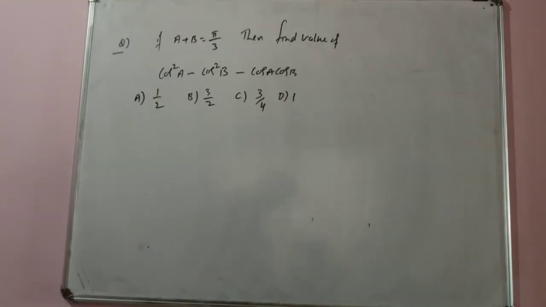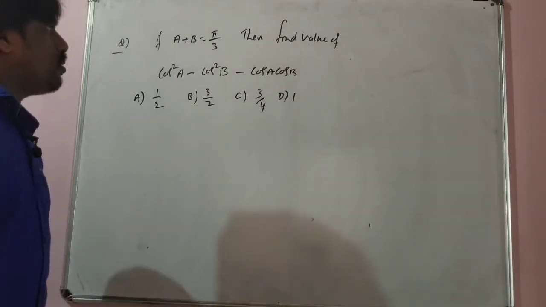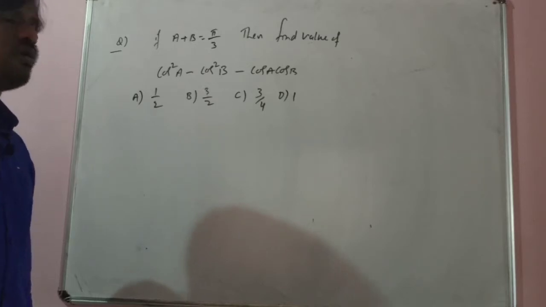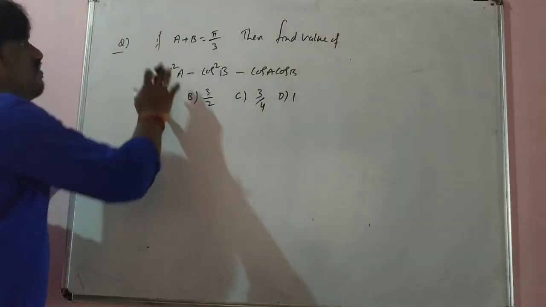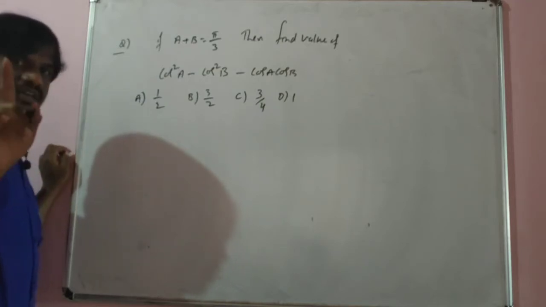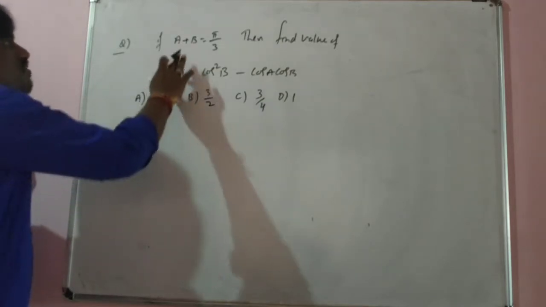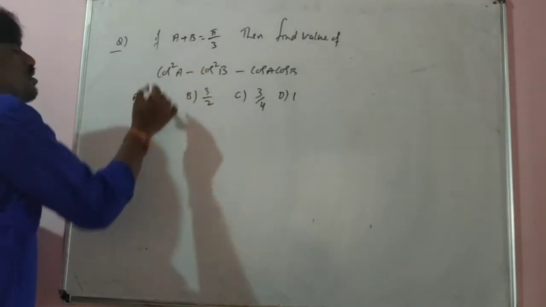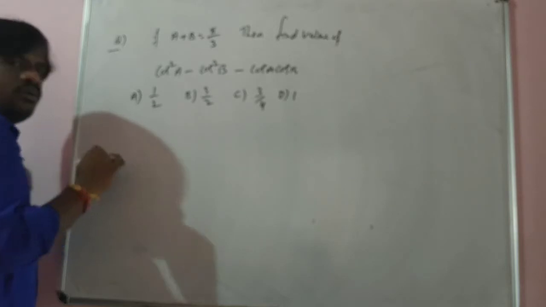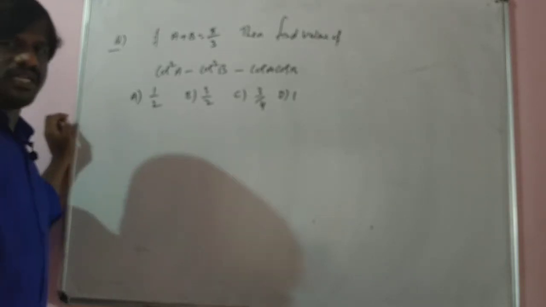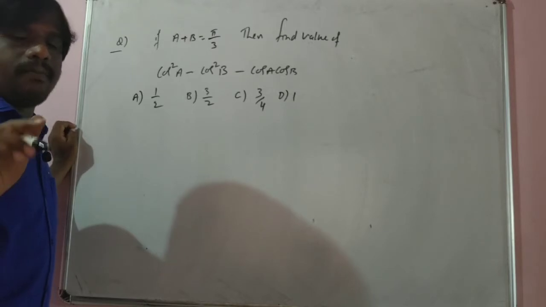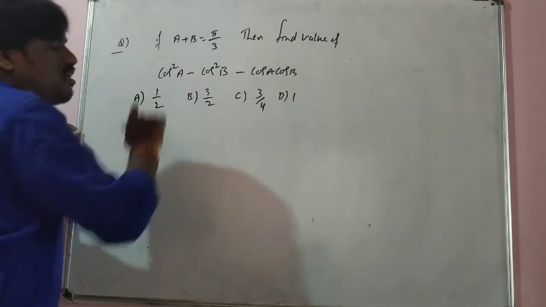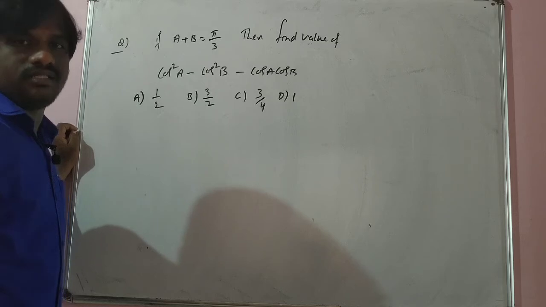See here, next question. If a plus b is equal to pi by 3, then find the value of cos square a minus cos square b minus cos a cos b. Whenever this type of question is given, previously also I gave you a trick. Whenever you have a plus b is pi by 3, sum of the angles is pi by 3, if it is cos and sine, you can take any angle, no problem. But tan, cot, whenever you get the equation in tan, cot, don't take 90 and 0 degrees. That's the only thing you have to keep in the brain.